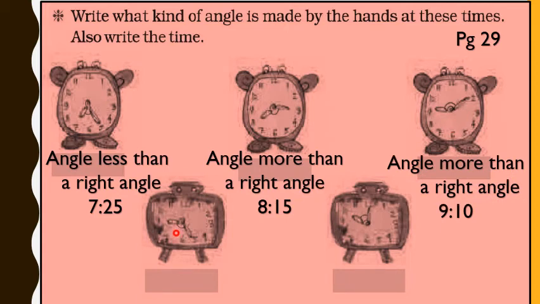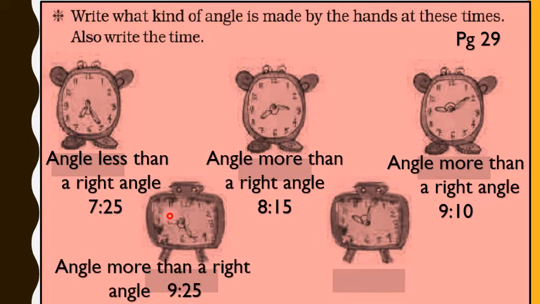Even in the fourth clock, the angle formed between the hour hand and the minute hand is more than a right angle. And the time is 9:25, that is 9 hours and 25 minutes. In the fifth clock, the angle formed between the hour hand and the minute hand is less than a right angle. And the time is 10 o'clock.